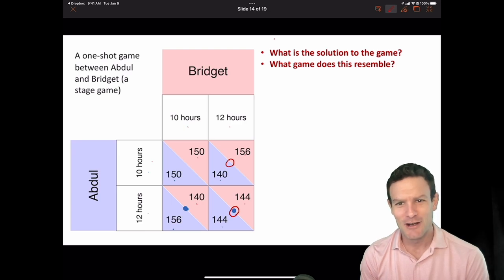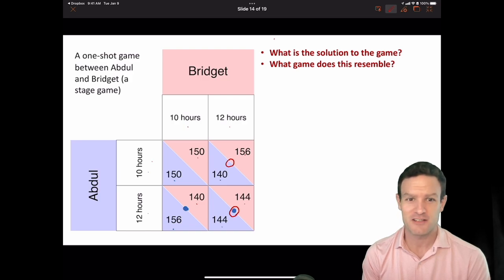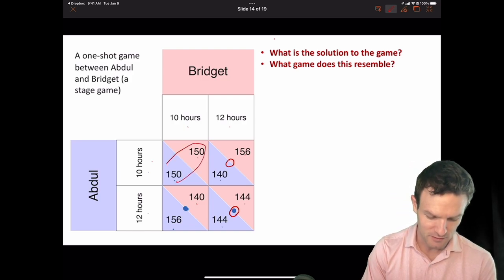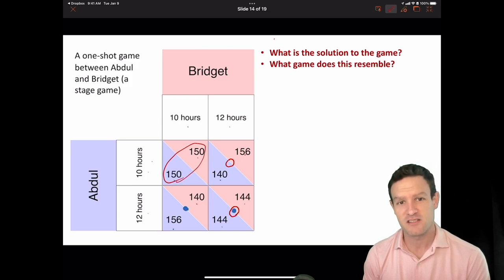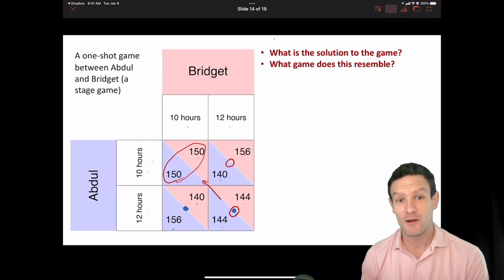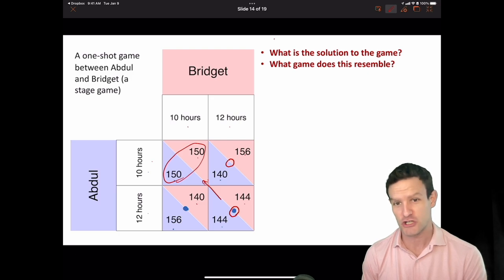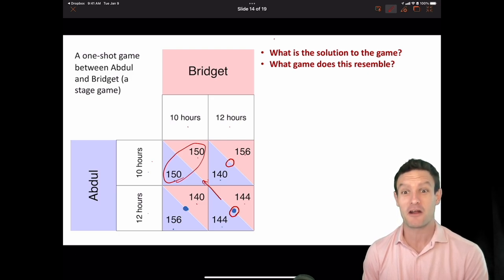Now here's the thing. What kind of game does this look like? It looks like a prisoner's dilemma game. We have the payoffs that the players receive, 144 and 144. That outcome is not Pareto efficient. In fact, 150, 150 up here, we can see there the players can both get higher payoffs. So fishing 10 hours is Pareto superior to fishing 12 hours. 150, 150, where they're both fishing for 10 hours, that's also Pareto efficient in comparison to 144, 144, or fishing 12 hours by both of them, which is Pareto inefficient.